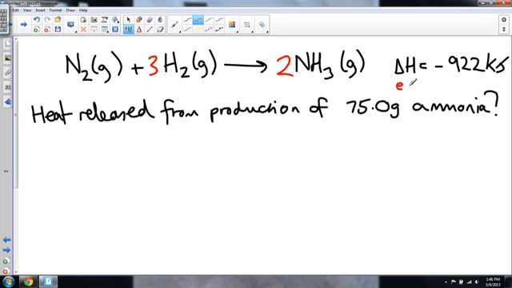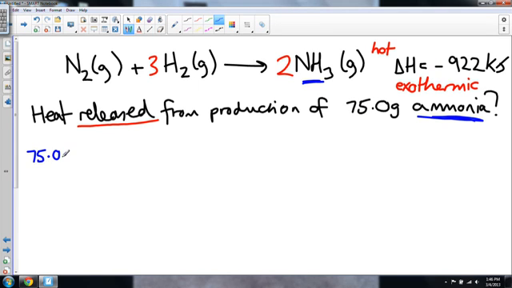Now remember what we said before? Negative means exothermic, so that energy is given out. This will get hot, this will warm up. Energy is being released. In fact, the question tells us that. So it says how much heat is released from the production of 75 grams of ammonia. Well, we need to figure out some conversion factors here. The question tells us that we're dealing with ammonia. Ammonia is our NH3 here. So somehow we have to find a way to go from grams of ammonia to kilojoules. We know we're going to start with 75.0 grams of ammonia.